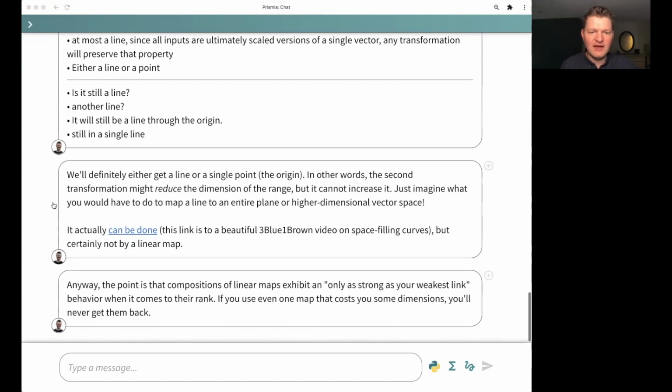So that means that compositions of linear maps have an only-as-strong-as-your-weakest-link behavior when it comes to rank. If you have one map in a chain of compositions that's low rank, then the whole composition will necessarily also be low rank. You have to stay high throughout the whole chain if you want a composition to have high rank. All right, once you lose dimensions, you never get them back. So here it is in the form of a mathlet.